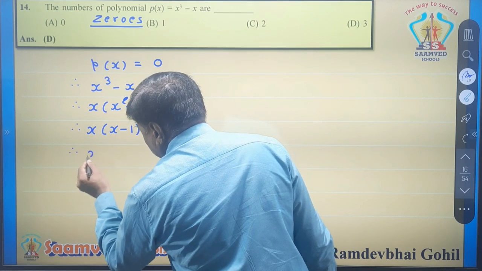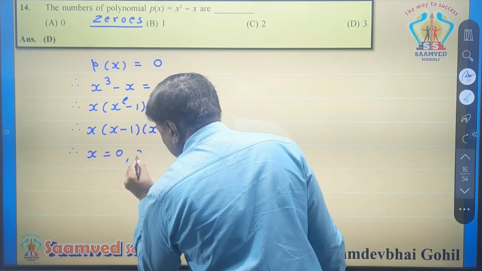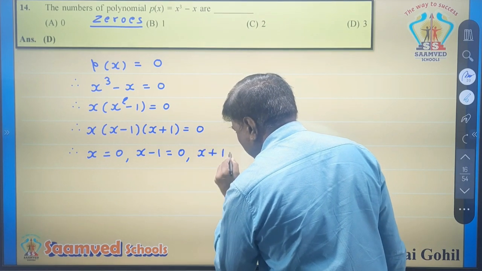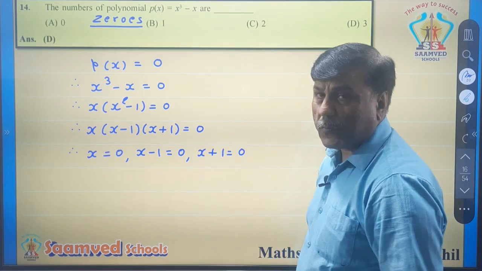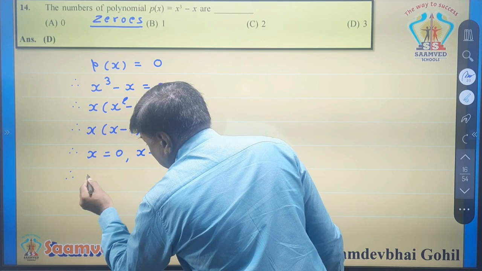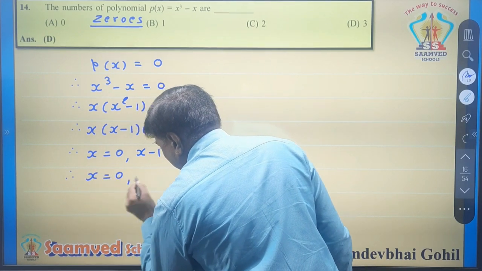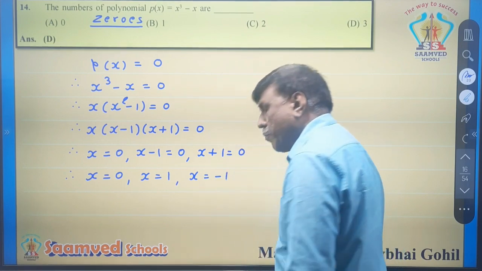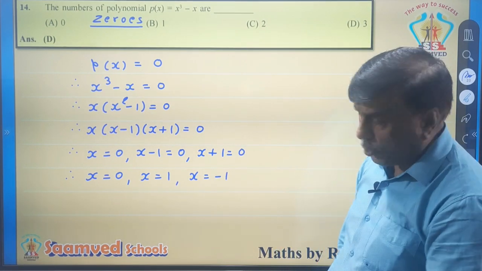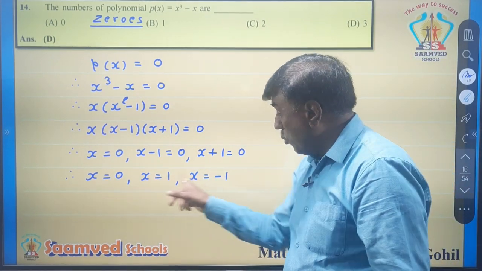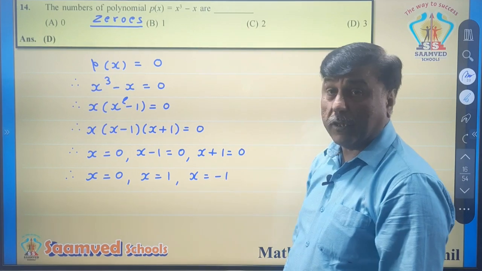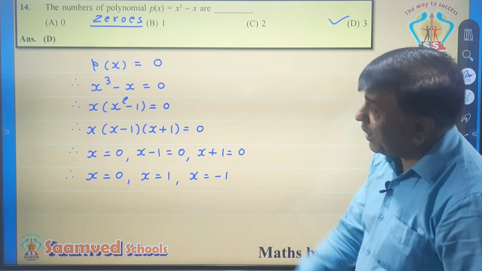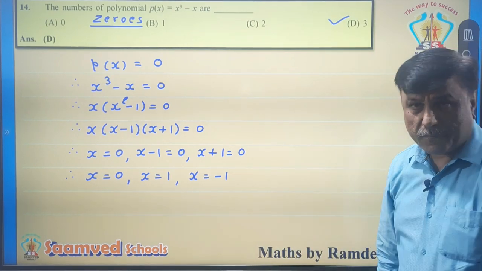So, it will be x is equal to 0 or x minus 1 is equal to 0 or x plus 1 is equal to 0. Therefore, x is equal to 0 or x is equal to 1 or x is equal to minus 1. So, there are 3 zeros of this polynomial. So, answer will be 3. Option D is the answer. Right?